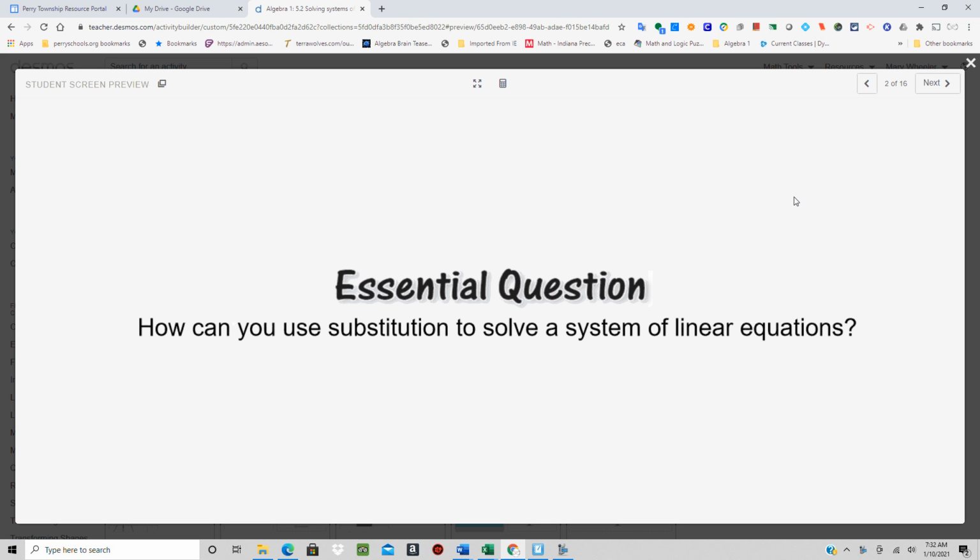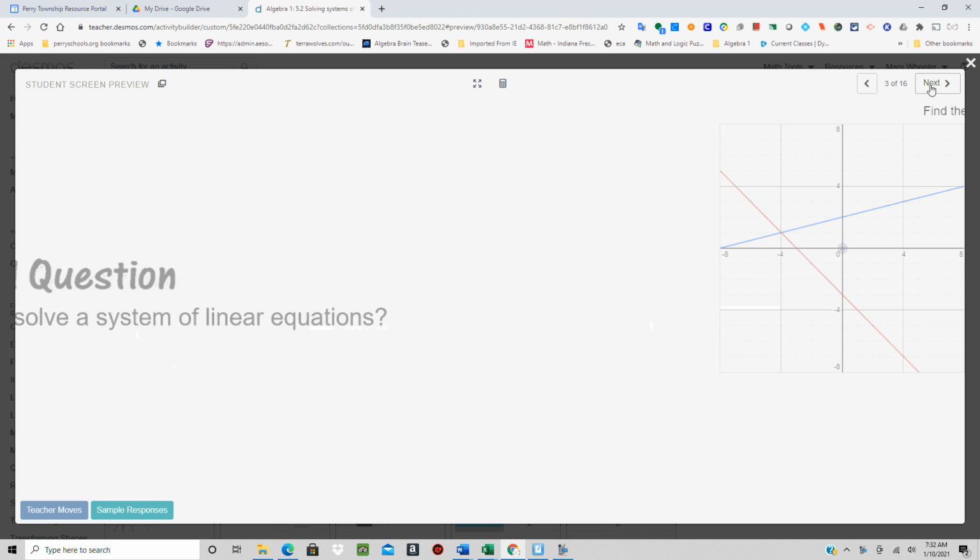What we're going to do today is we're going to learn another method of solving linear equations. Instead of graphing, we're going to be using substitution, where you're really taking one equation and substituting it into another.